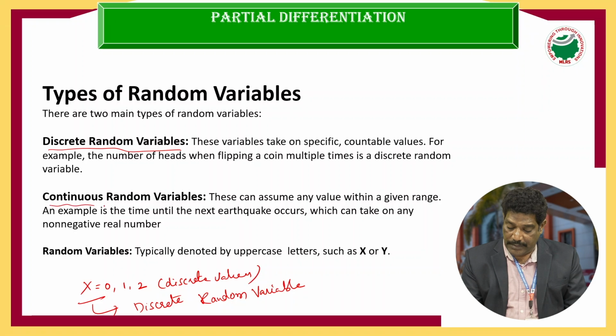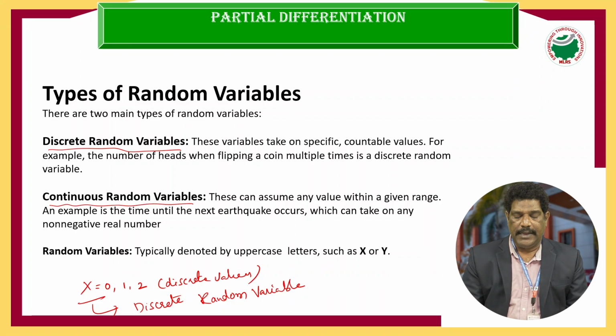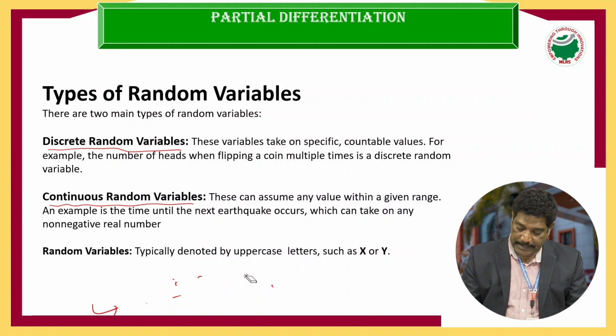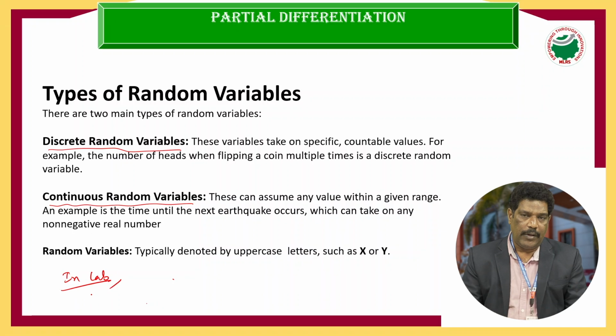Next, what is the meaning of continuous random variable? A continuous random variable means the random variable X takes every value within a given interval. For example, suppose some experiment is going on in our lab. When you start, the starting time will be 0, and the time goes on up to 1 hour, that means 60 minutes.